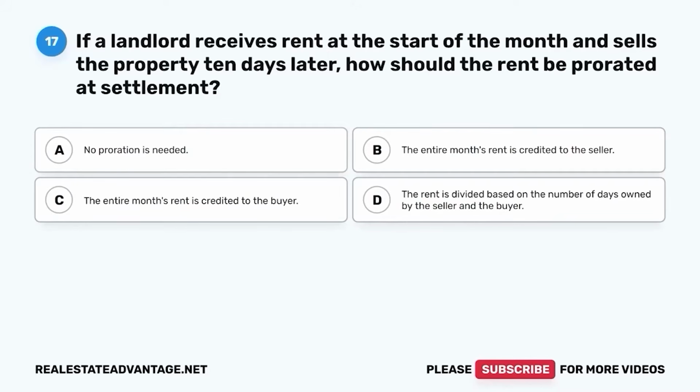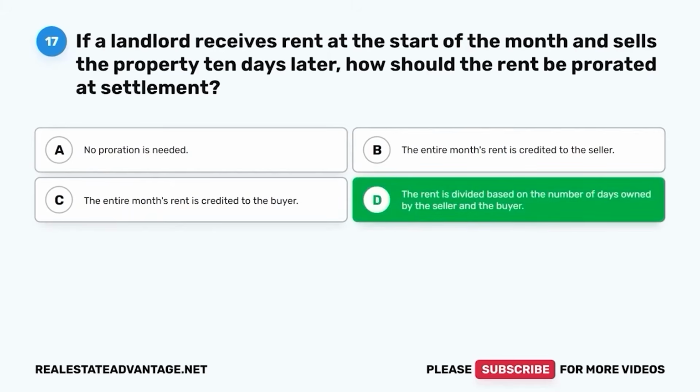A. No proration is needed. B. The entire month's rent is credited to the seller. C. The entire month's rent is credited to the buyer. D. The rent is divided based on the number of days owned by the seller and the buyer.